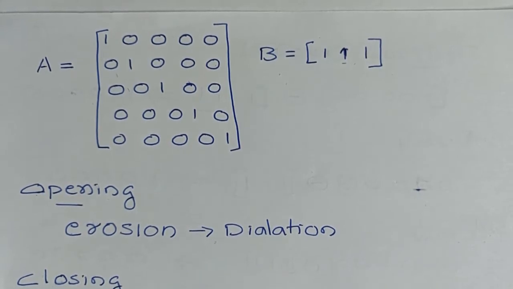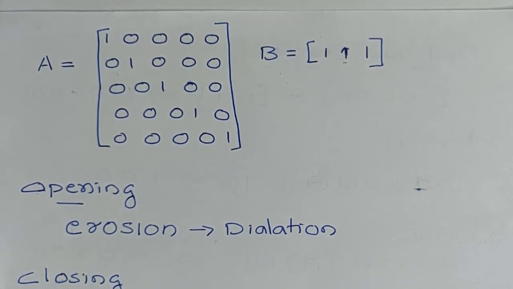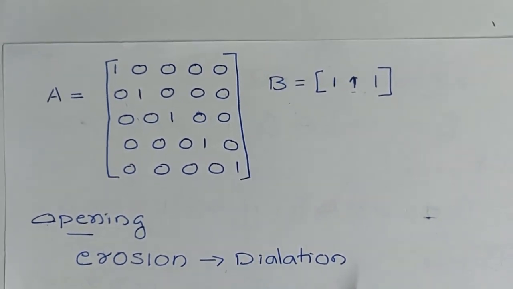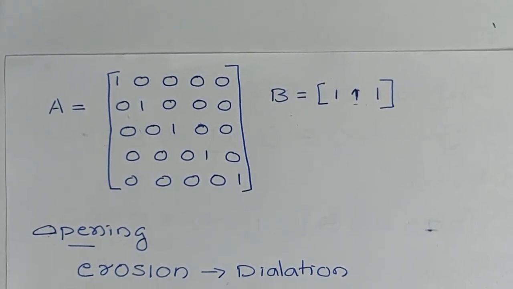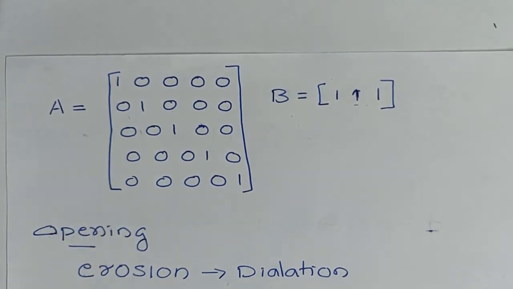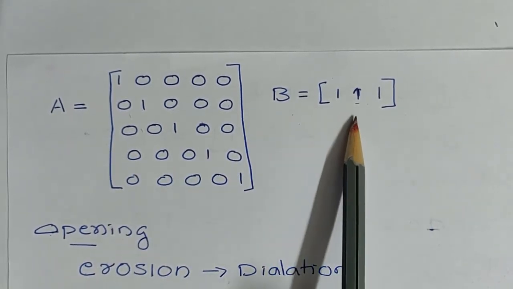Hi, in this video, I am going to explain how to do opening and closing. Opening and closing are morphological operations in digital image processing. For example, there is a question: apply opening and closing on the image sample A using the structuring element B. Here an image sample A is given and the structuring element is also given.